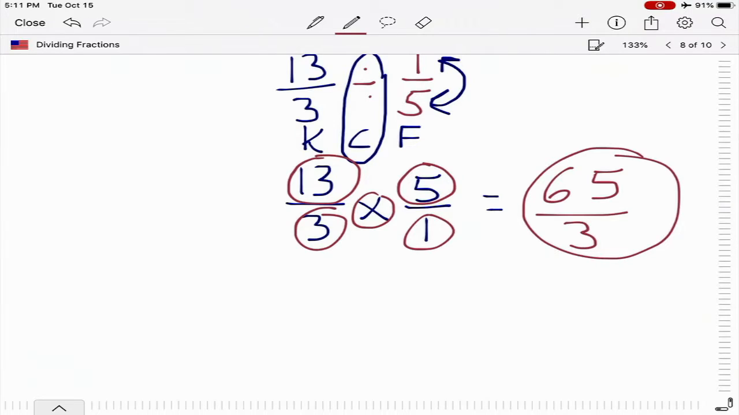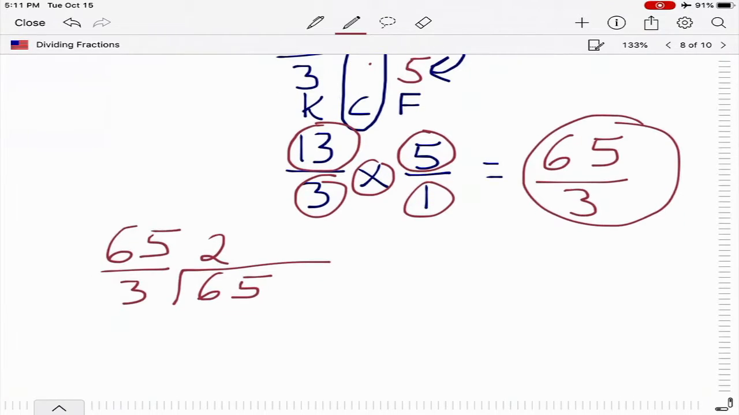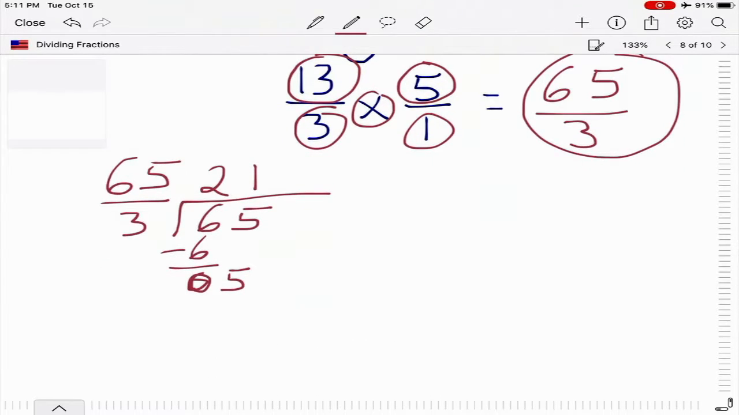That's my answer. If I want to convert it into a mixed number, I can. 65 over 3. Again, 65 goes inside the house. Do not add a decimal. Do not add 0. 3 goes into 6 2 times. 3 goes into 5 1 time. And I stop. The 5 was the last number I brought down, so there are no more numbers. I do not add a 0.